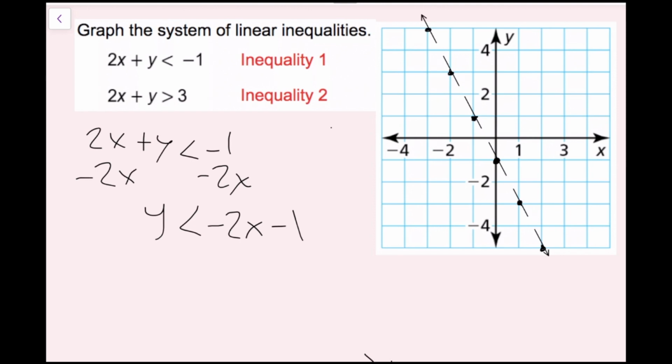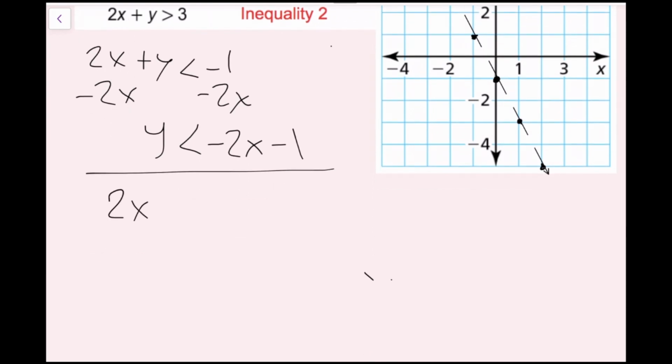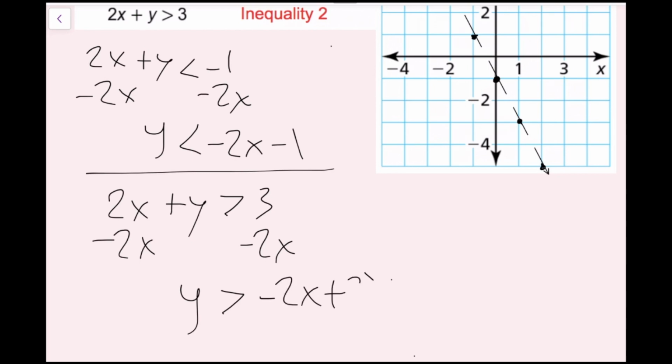Now I'm going to graph my other line, but first I'm going to convert this one into slope-intercept form as well. So I'm going to scroll down a bit. I have 2x plus y is greater than 3. So I'm going to subtract 2x on both sides. So I have y is greater than -2x plus 3, because it's positive 3. So my y-intercept right here is 3, and my slope is -2.